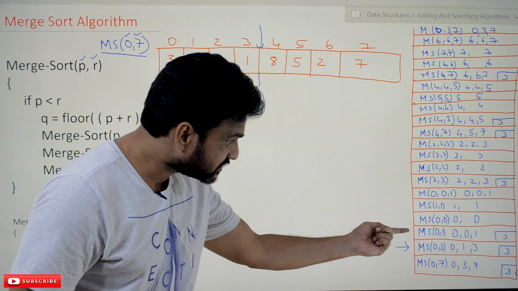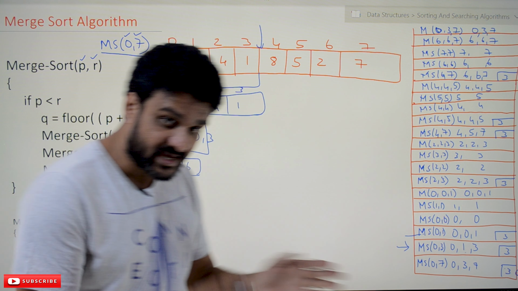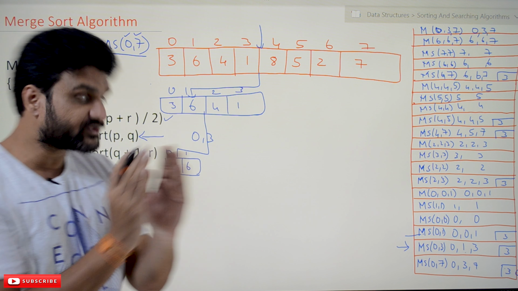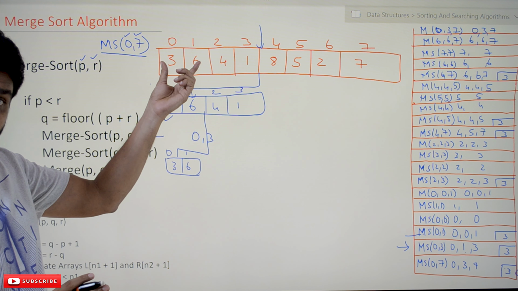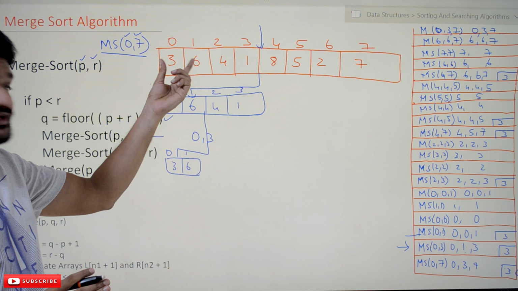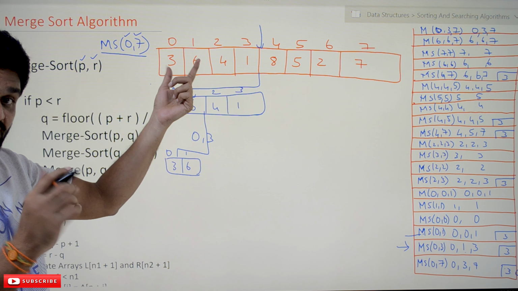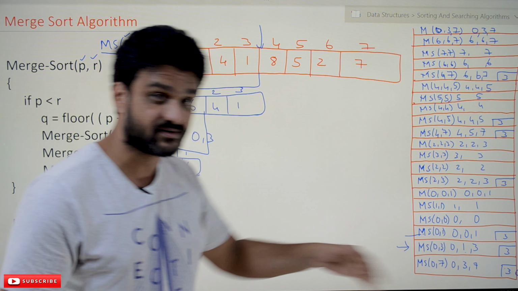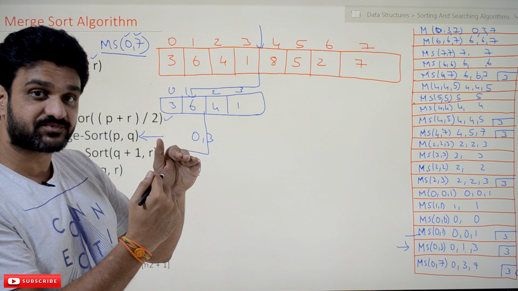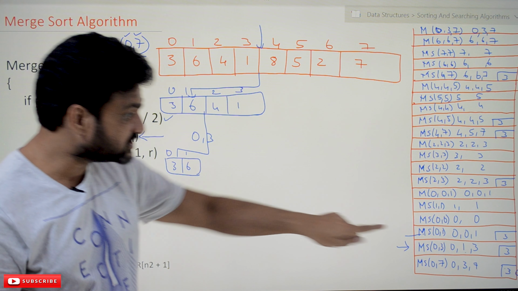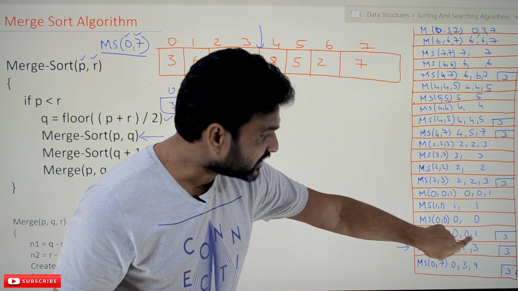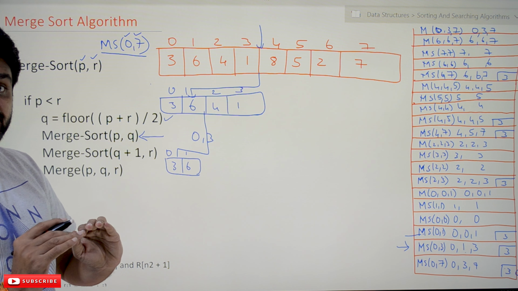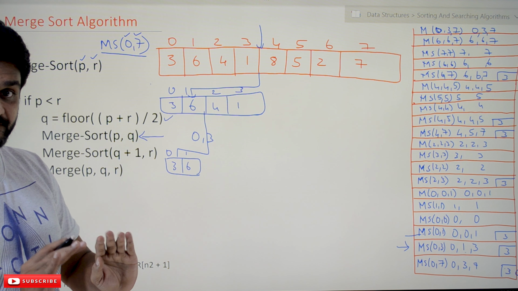This function call MS of 0 comma 1 is the function call which is concerned only about that part of the array. This part of the array means these two values will get arranged in the sorted order. The job done by this MS of 0 comma 1 means the remaining steps ought to be executed in the process of completion of this function call. So we are going to arrange these elements in the sorted order. Try to get that point.